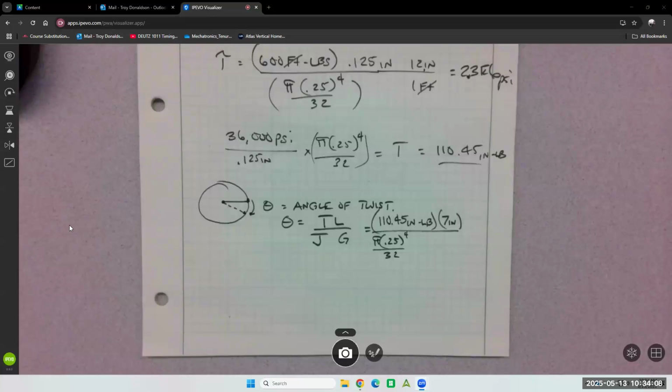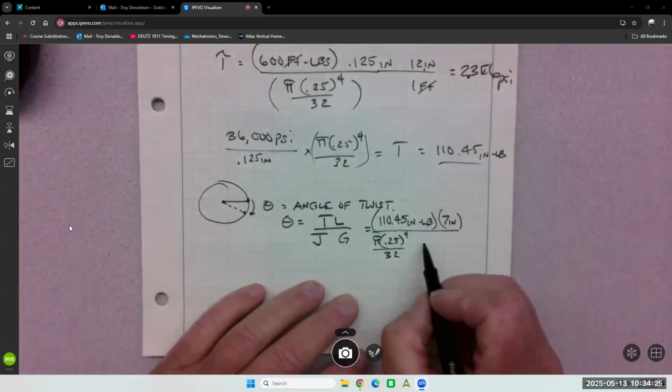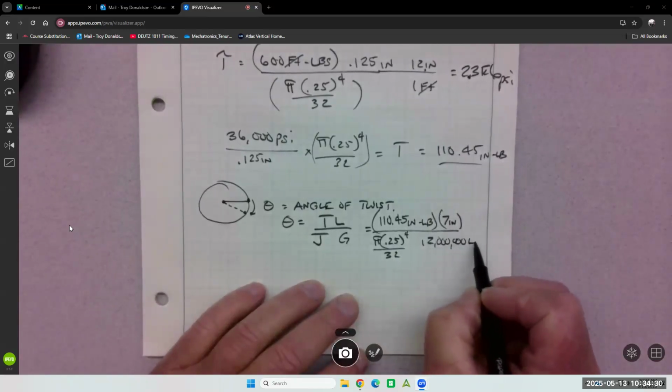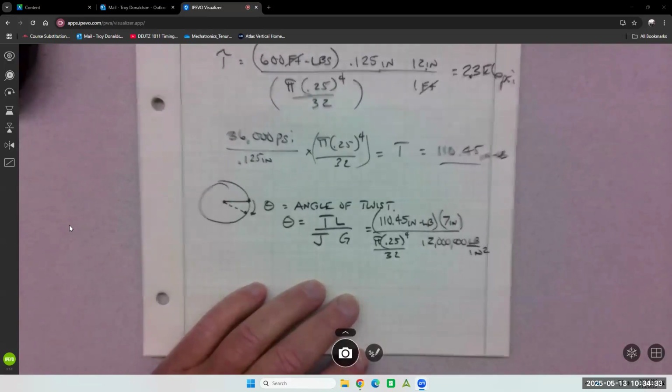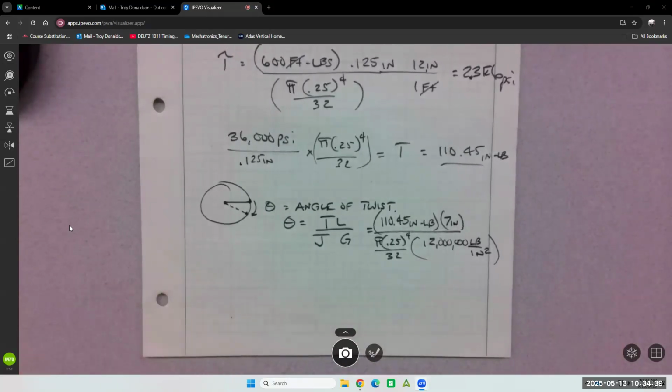So we go look up G. For standard mild steel A36, it's 12,000 KSI. We don't have kips going, we have pounds going. So we can put in 12 million PSI, because then the pounds and the pounds work together. That's super important because for angle of twist, we want all the units to cross.